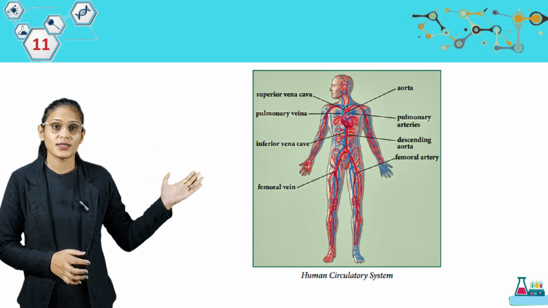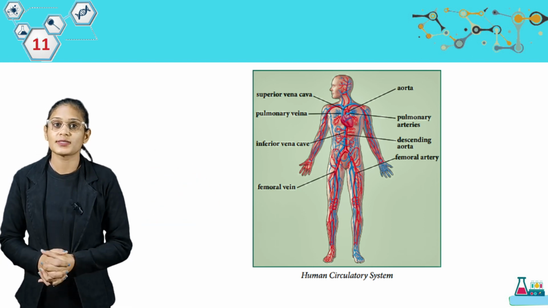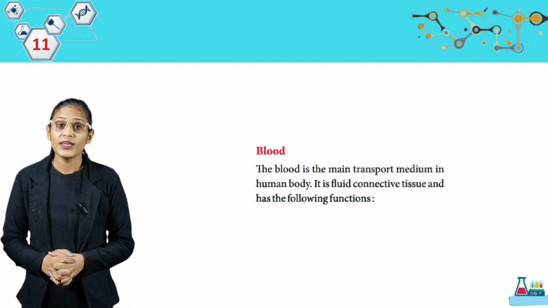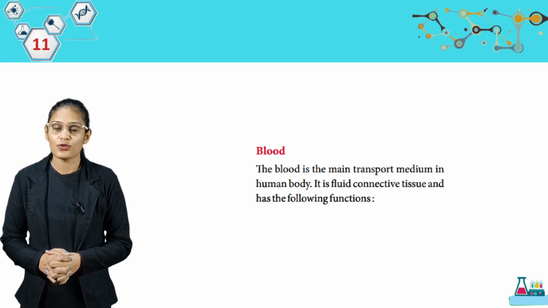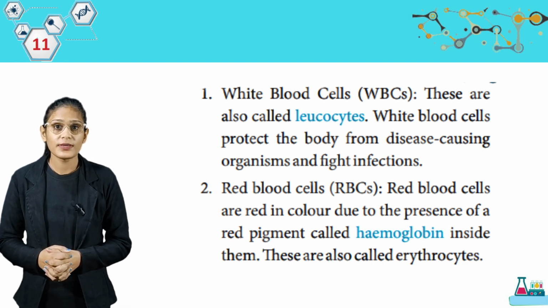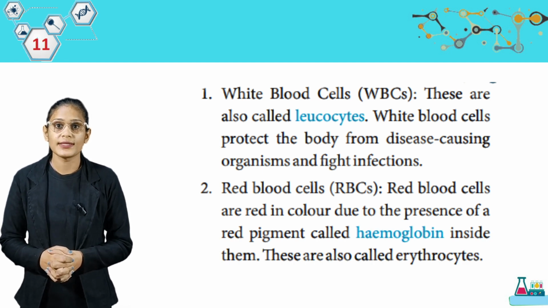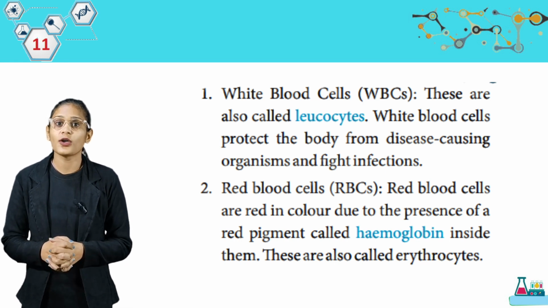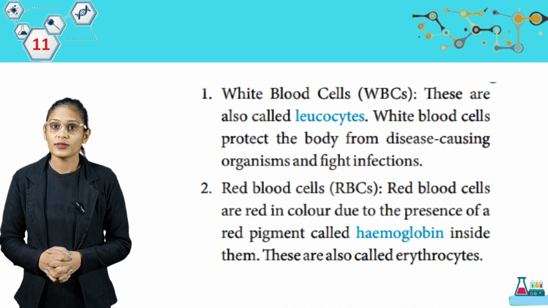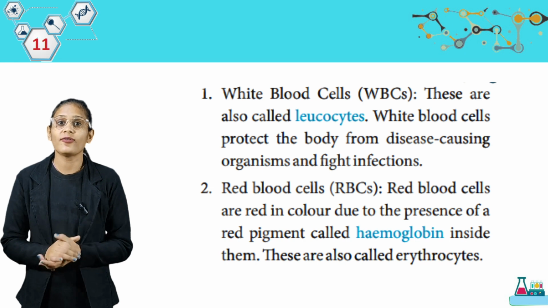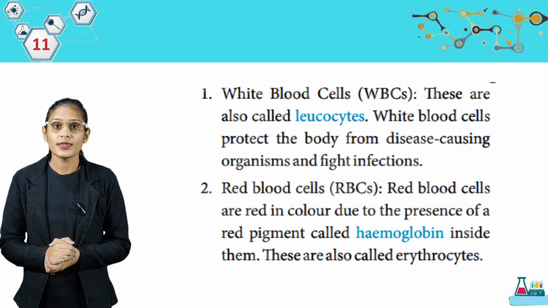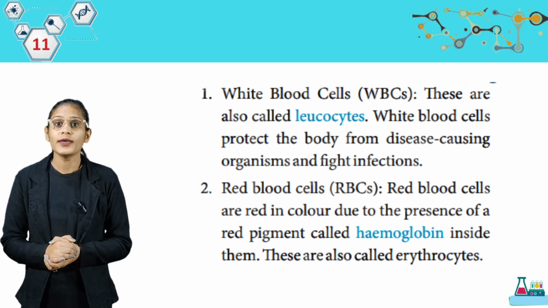Look here students, this is the human circulatory system. Now we have the blood, which is the main transport medium in the human body. It is a fluid connective tissue and has the following functions. First, white blood cells, WBCs, also called leukocytes. White blood cells protect the body from disease-causing organisms and fight infections. Second, red blood cells, RBCs. Red blood cells are red in color due to the presence of a red pigment called hemoglobin inside them. These are also called erythrocytes.